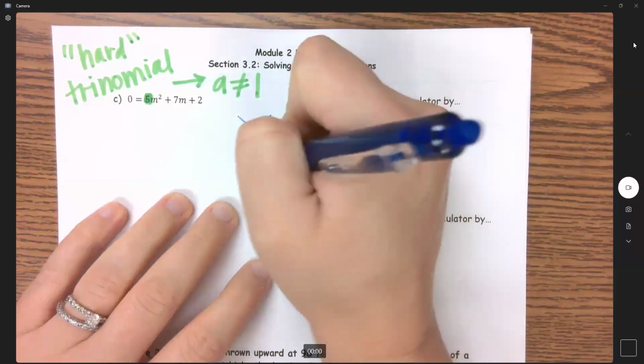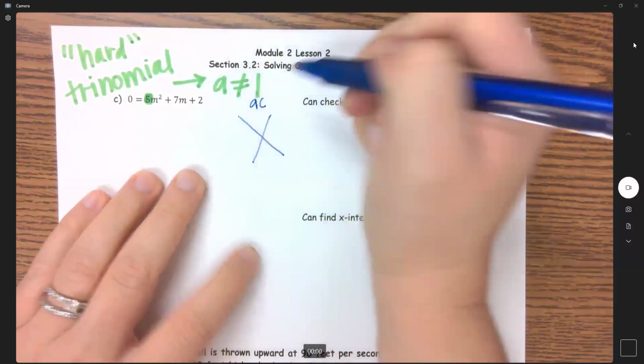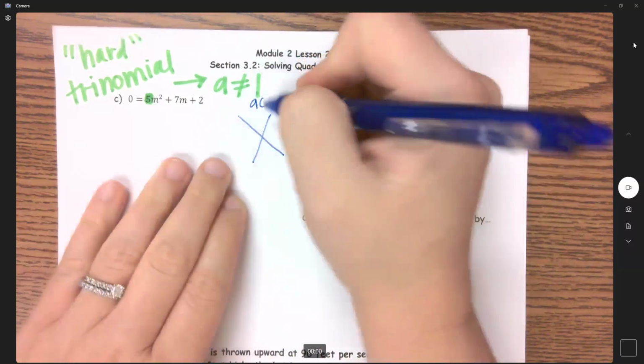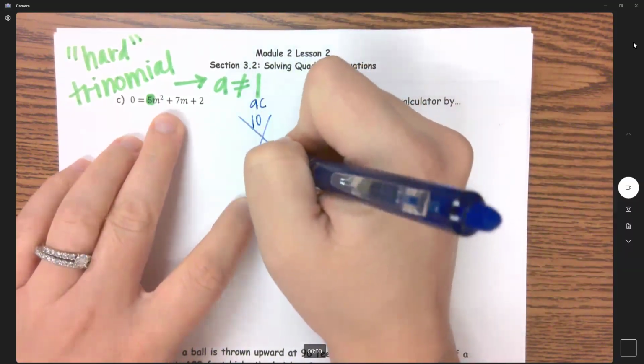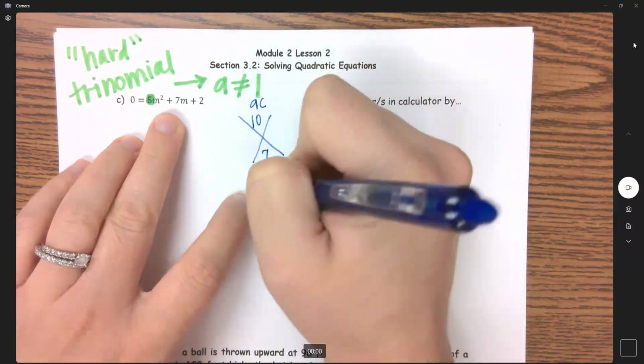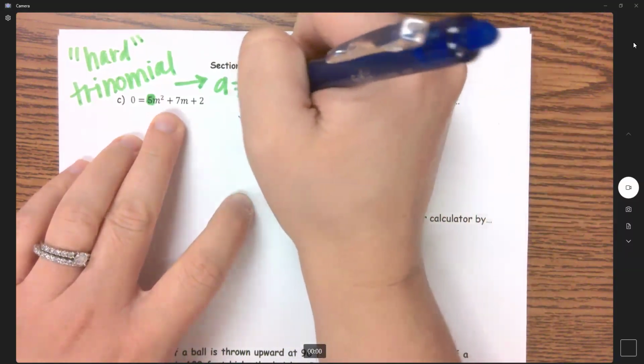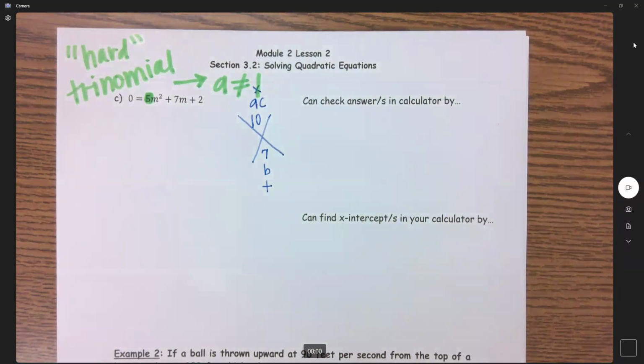So we will go into our X. My A times C is 5 times 2 to give me 10. My B term is the 7. So what two numbers, when I add them together, add up to 7, but when I multiply, they multiply to 10.